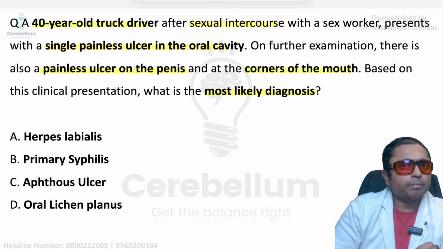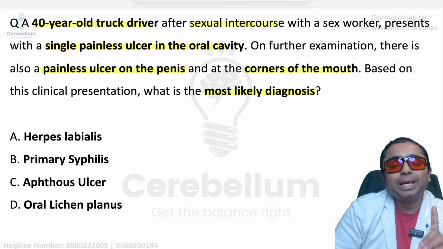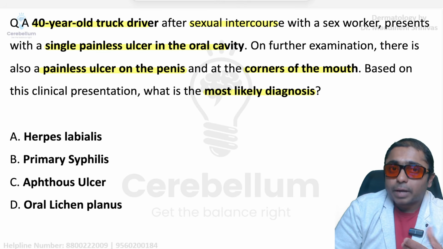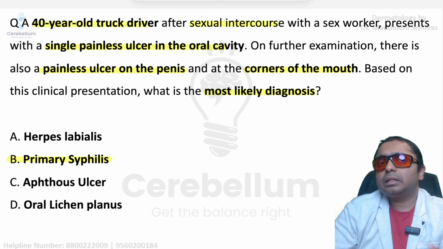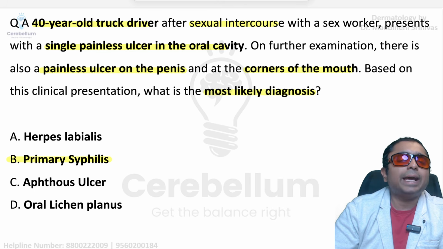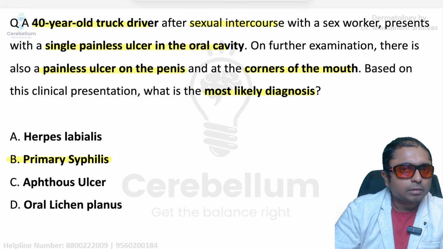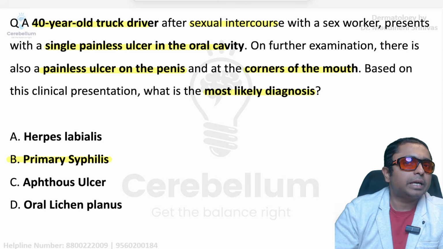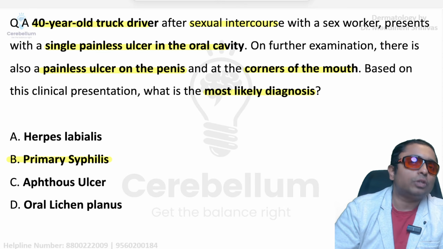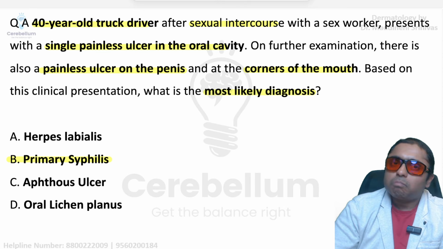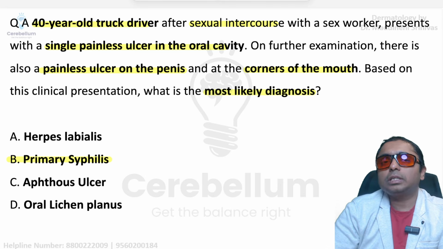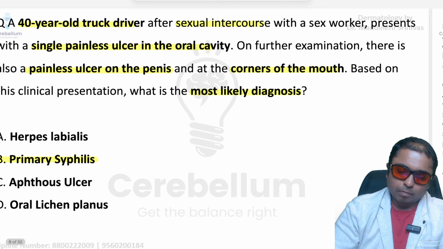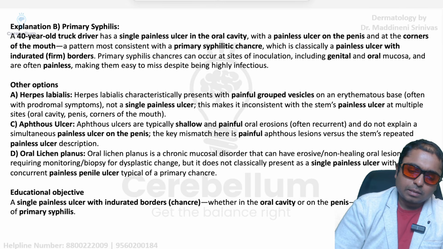I hope all of you remember that a painless genital ulcer can be produced by primary syphilis, right? And the reason for the lesion in the mouth is an extragenital chancre, for which the most common site is the oral mucosa. It could be over the lips, it could be over the tongue, right? That is because of oral sexual practices, right?